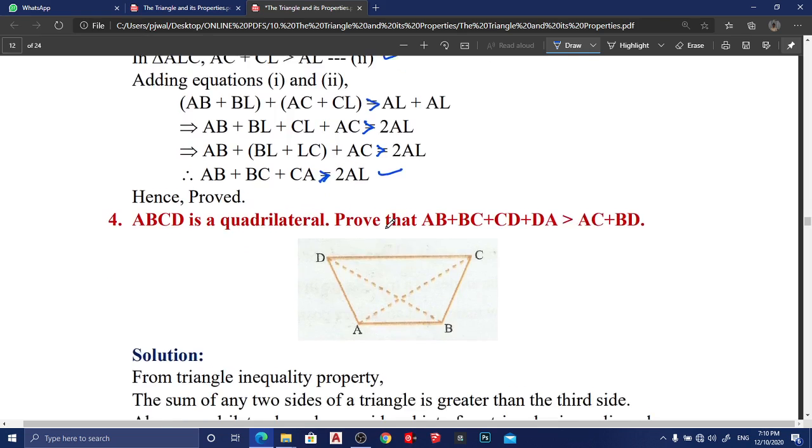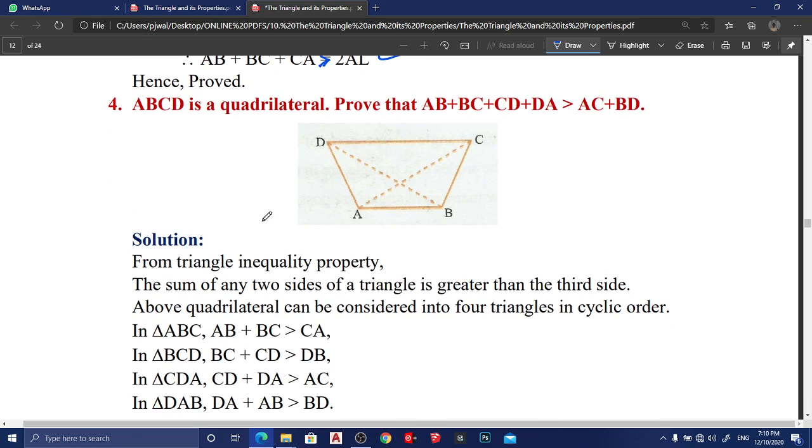So now go to the fourth one. ABCD is a quadrilateral. The same concept you have to use to prove this also, whichever is explained in the previous problem. Prove that AB plus BC plus CD plus DA is greater than AC plus BD. Means the perimeter of this quadrilateral is greater than the sum of the two diagonals, AC plus BD.